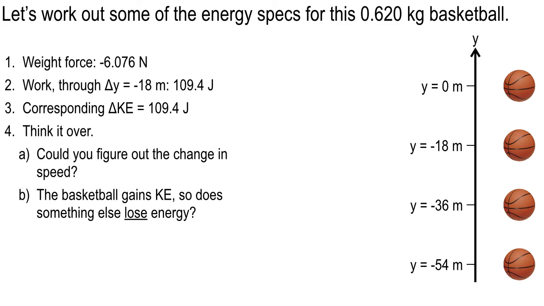The second question here is, the basketball gains kinetic energy as it goes down, so does something else lose energy? Because the two skateboarders exchanged momenta. So if gravity is giving, or if the kinetic energy is increasing, is some other form of energy decreasing?